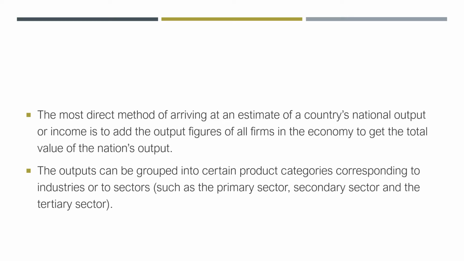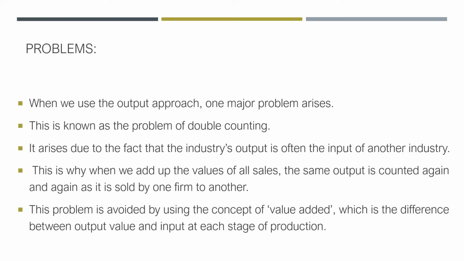Under primary sector, we have agriculture and allied services. The secondary sector would cover manufacturing, industries, and so on. And then the tertiary sector would take into consideration the service sector. What are the problems here?